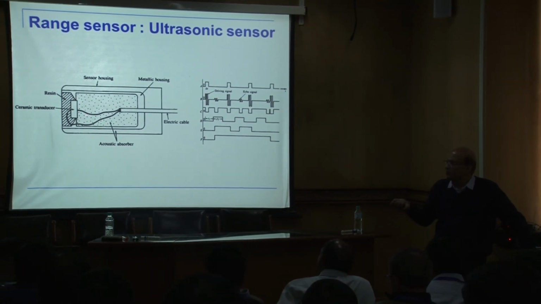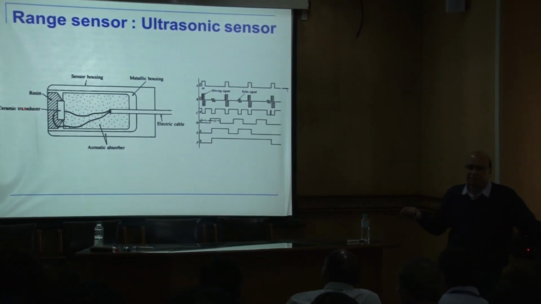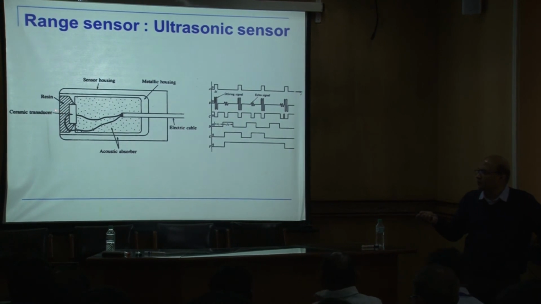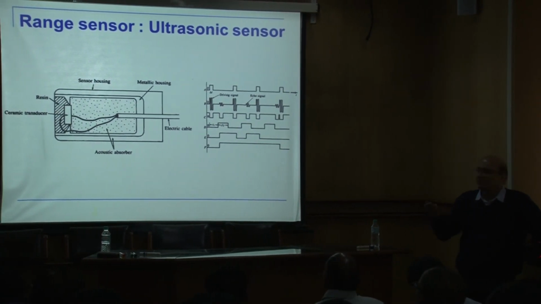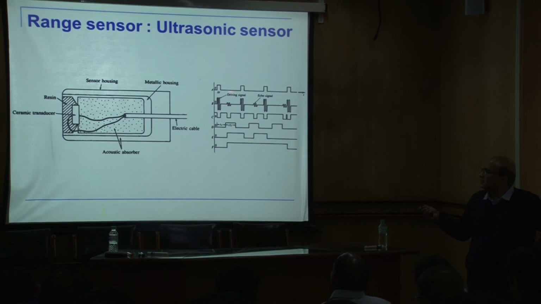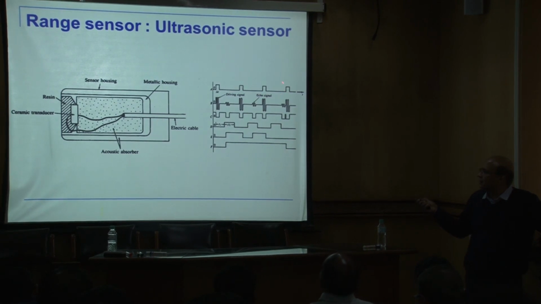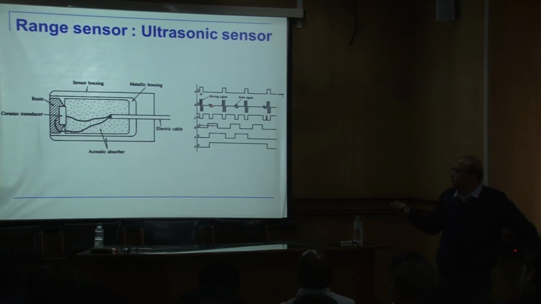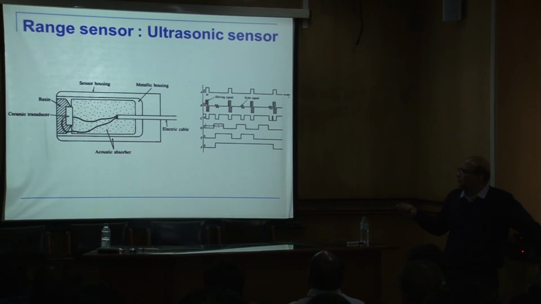The wave will hit a surface and come back. The time duration for it to go and come back tells us how far away the surface is. For example, here, this is the driving signal. The wave is going out, hitting something and coming back. If you measure this time, then since we know the velocity of sound in air, we can figure out how far it went and came back. So ultrasonic sensors can be used for measuring distance.